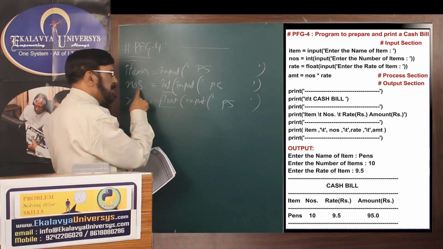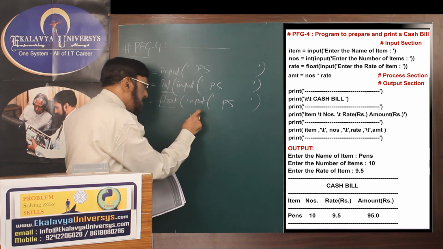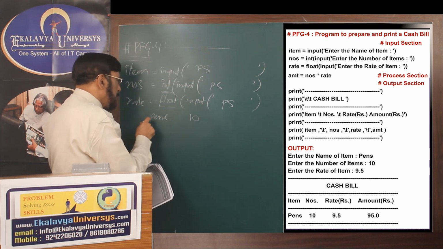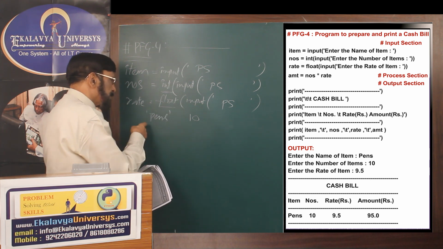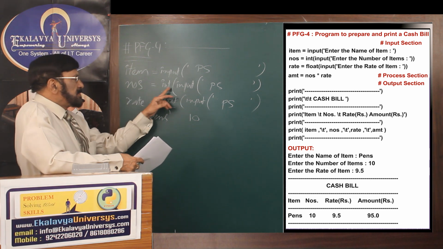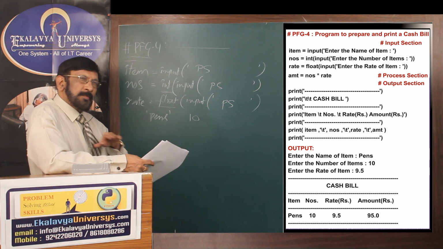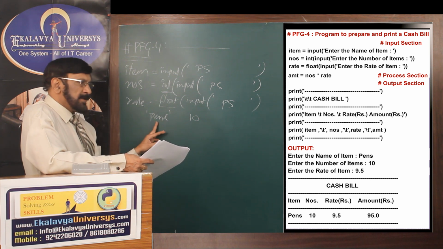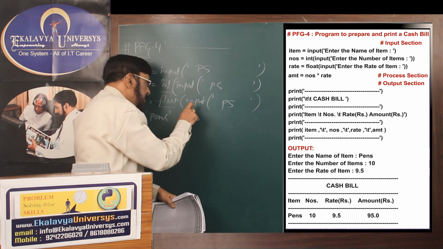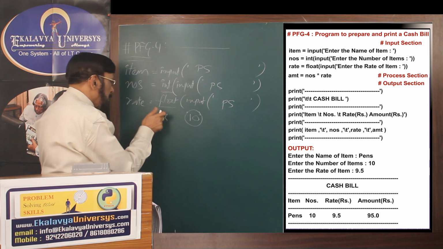Actually, here numbers. Numbers means, suppose let us say pens, 10 you entered. What is the item name? Pens you entered. Pens, obviously it is a string. It is a text, it is a string. There is no issue in that. Actually, this input function is having a weakness. What is the weakness? Whatever data you entered, pens, it takes it as a string. You enter 10, it takes it as a string. You just feel like that.